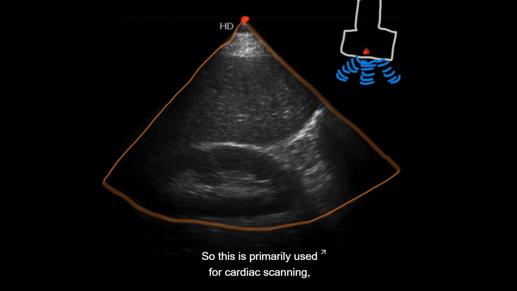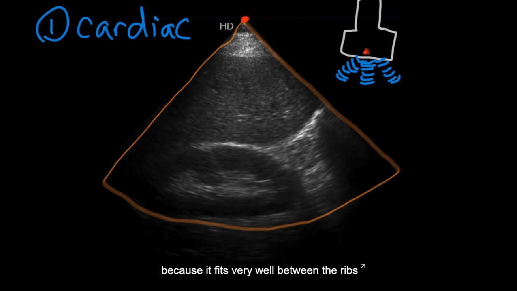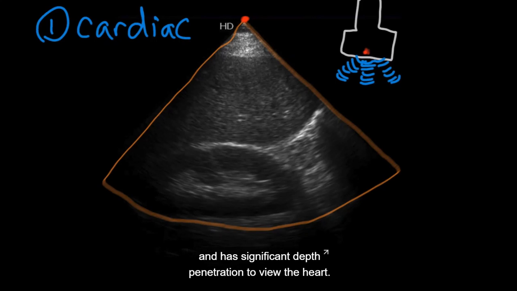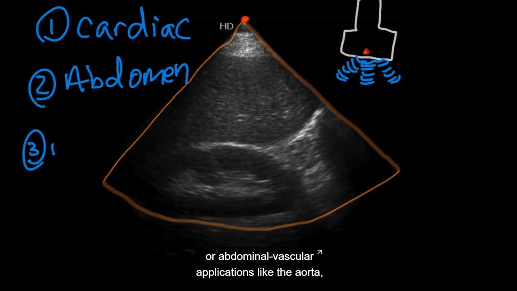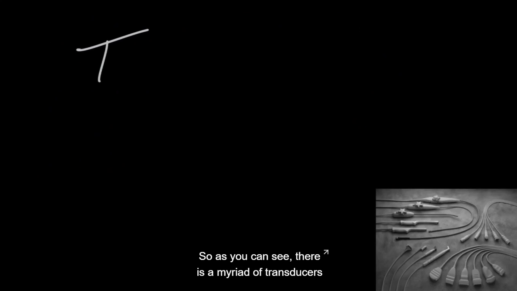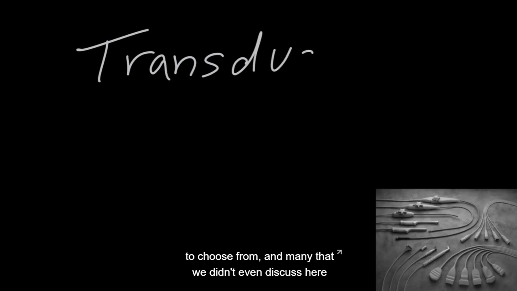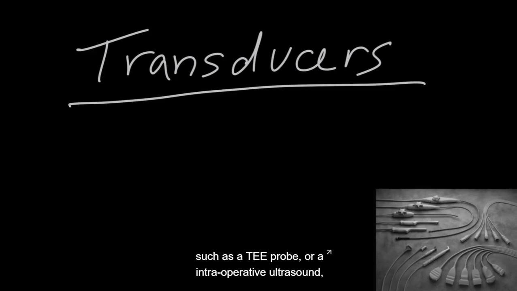So this is primarily used for cardiac scanning, and in fact was designed for cardiac scanning because it fits very well between the ribs in the intercostal areas and has significant depth penetration to view the heart. But this can also be used for abdominal applications or abdominal vascular applications like the aorta because of its good penetration. So as you can see, there is a myriad of transducers to choose from, and many that we didn't even discuss here that have specialized applications, such as a TEE probe or an intraoperative ultrasound, etc.